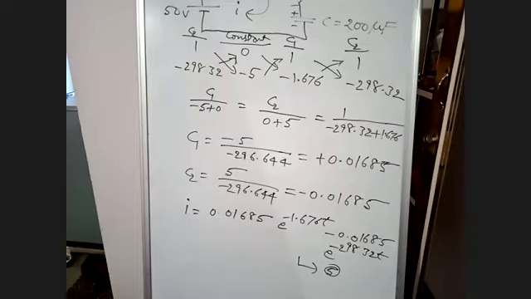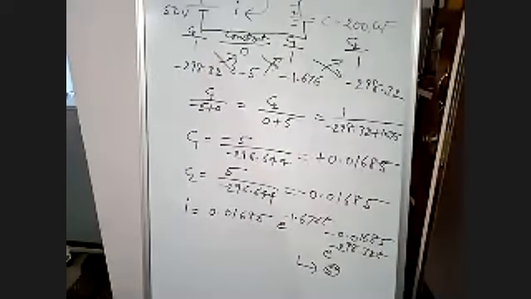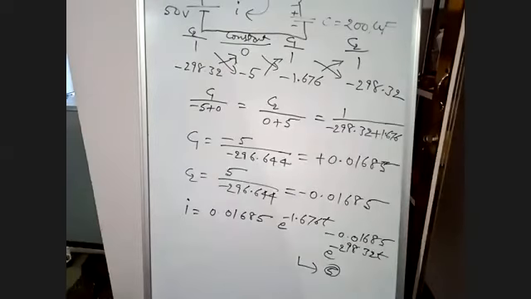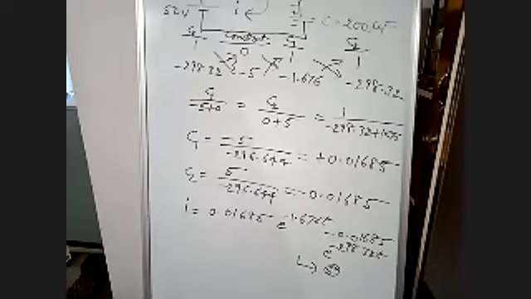Now read the problem. What else is he asking? Maximum value of the current. He also wants the maximum current. We have determined the current transient equation. To get the maximum current in mathematics, what will you do? We will take the first derivative.